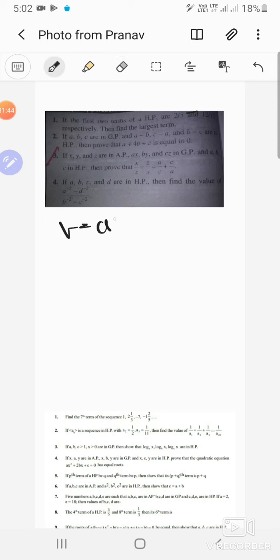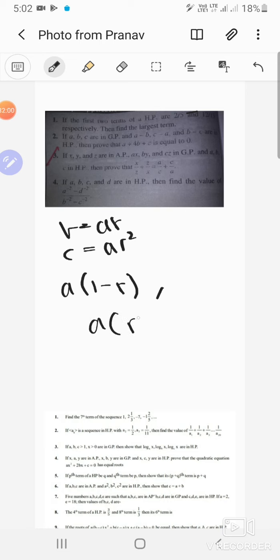Let's say that B equals A times r and C equals A r squared. So this A minus B, that becomes A into 1 minus r. Fine. Then C minus A, that becomes, well, A into r squared minus 1, and B minus C becomes A into, what? So you have r over here and r squared over there, so r into 1 minus r. These are supposed to be in a harmonic progression. Okay, cool. Which basically means that these three terms are also in a harmonic progression.